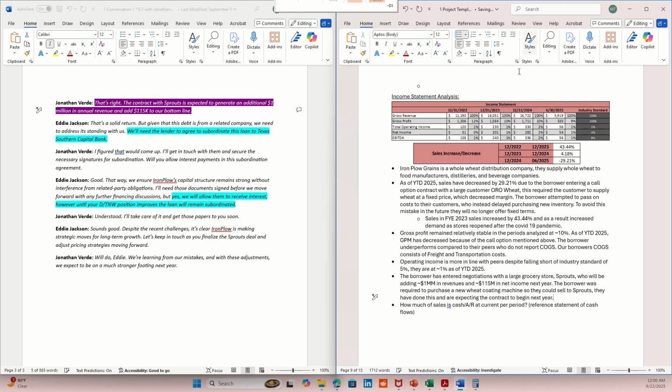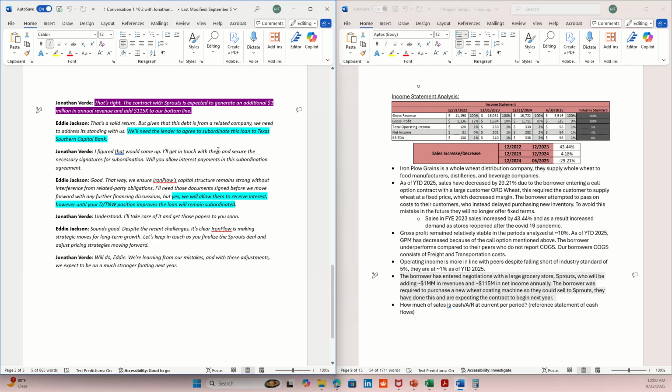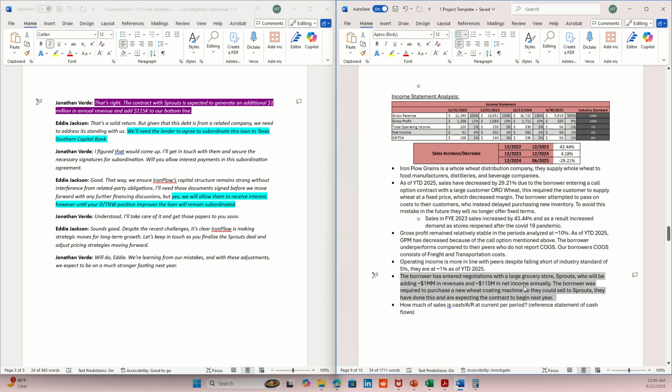Right, we begin next year. Now let's take that out of here. Sprouts will be adding 1 million in revenues and 115 in net income annually. Right, let's say annually. The borrower was required to purchase a new wheat coating machine so they could sell to Sprouts. They have done this and are expecting the contract to begin next year, right? This is how you write a projection statement. I took it straight from the conversation. This is what they're expecting to do. This is how much it'll add to the bottom line.